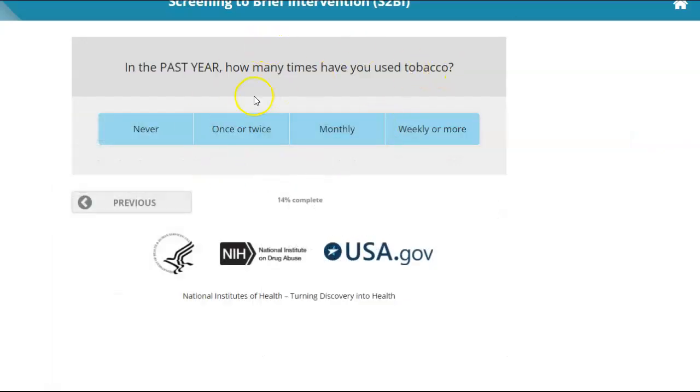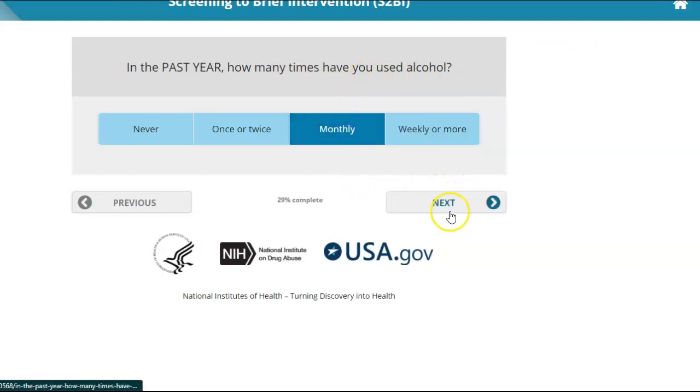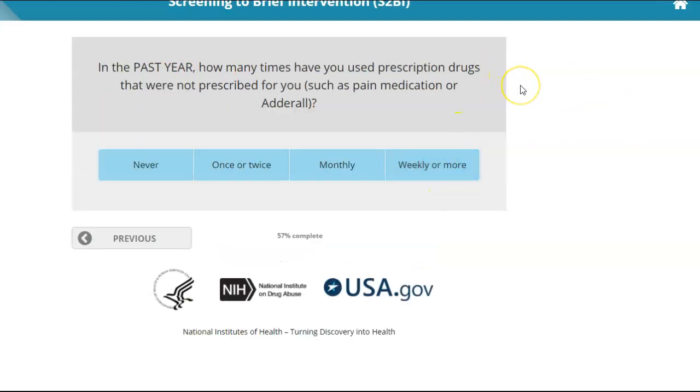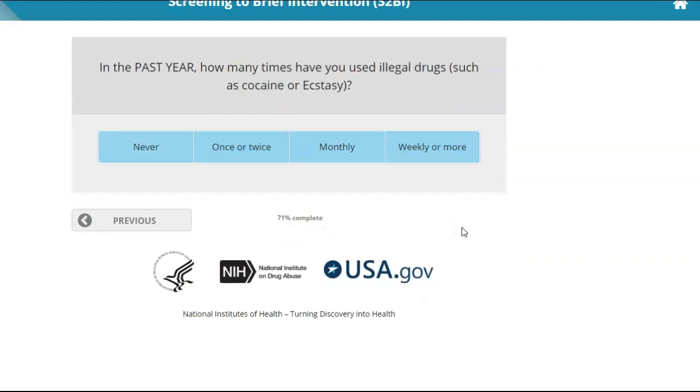How many times have you used tobacco? Never. So we're almost done. See, we're in past year. How many times have you used alcohol? Monthly. In the past year, how many times have you used marijuana? Never. And how many have you used prescription drugs such as pain medication or Adderall? Never. It's a brief screening to brief intervention, S2BI.